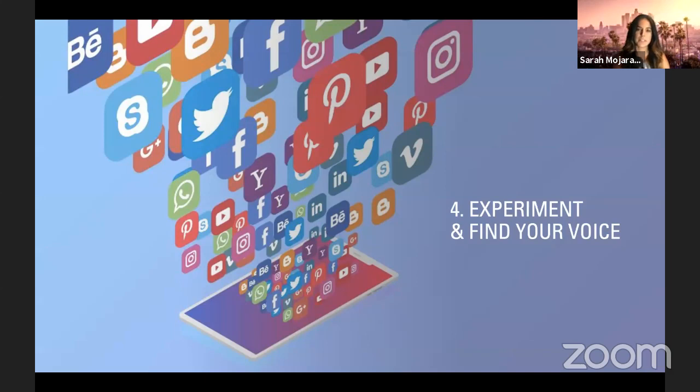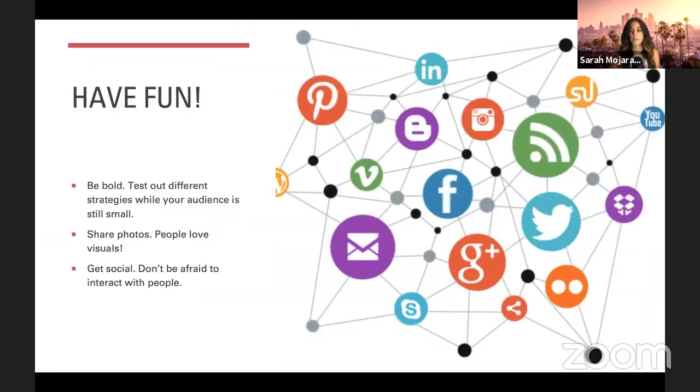And finally, this is a really tough one, I think, for people: experimenting and finding your voice. Oftentimes when I am working with people one-on-one, they say, well, you have this massive presence, and of course, you know, I want to get there. But what they don't realize is we all started somewhere. We all started with 0 followers, and we only got to the point where we are today by experimenting and testing things out and not being afraid. So I really encourage folks who are new to social media, new to science communication, to be bold. Try things while your audience is super small.